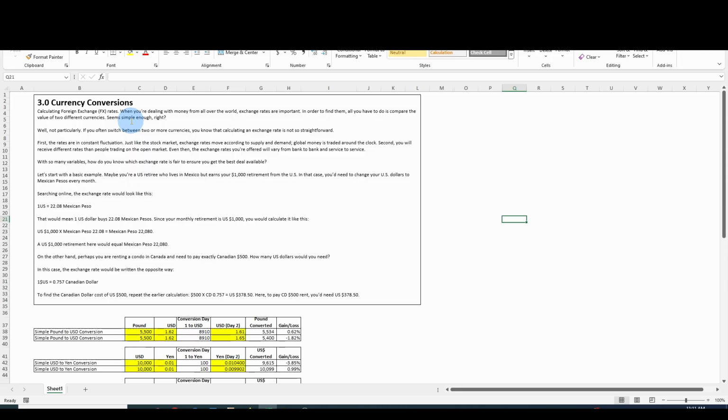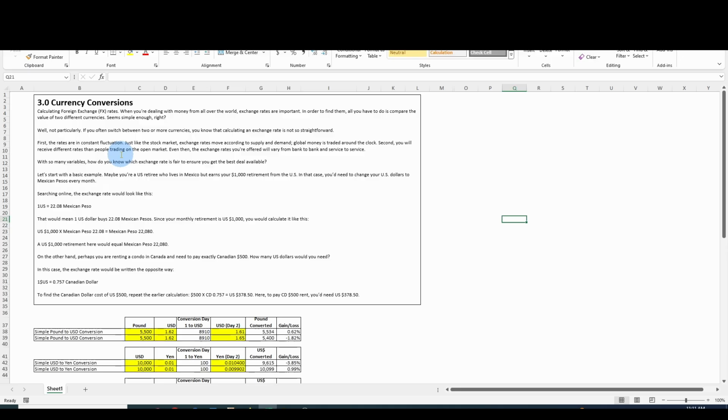If you do this after 2 weeks of crunching the numbers, it'll seem simple, but at first, doing the conversion is a little bit challenging. It seems simple enough, right? Well, not particularly. If you often switch between two or more currencies, you know that calculating an exchange rate is not so straightforward. First, the rates are in constant fluctuation.